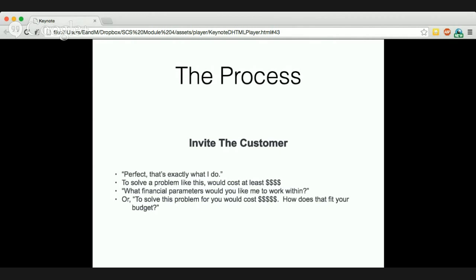And they might give you a range. Well, somewhere between $5,000 and $10,000. Then I might say, okay, well, should I stay a little bit closer to the 5 or closer to the 10? And now we're getting closer, right?